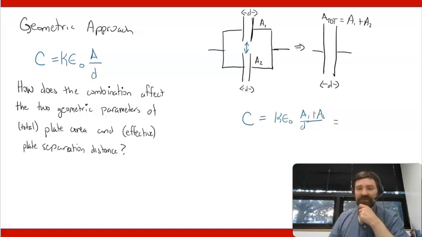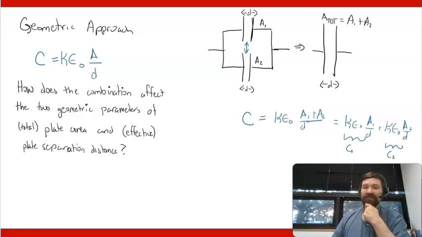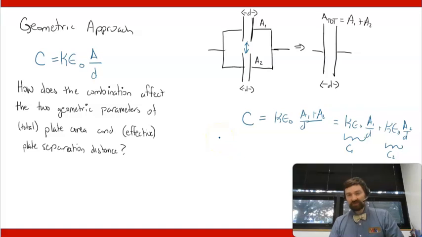But this is the same thing as kappa epsilon naught A1 over D plus kappa epsilon naught A2 over D. And this just is capacitor 1's capacitance. This just is capacitor 2's capacitance. And if I add more to this parallel connection, then I would just be adding additional A3, A4, A5, etc. terms.